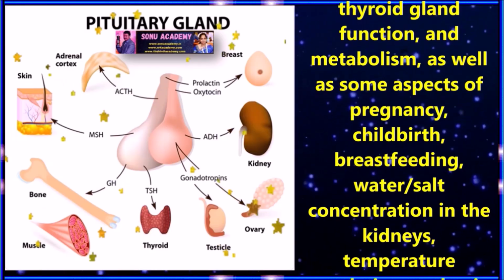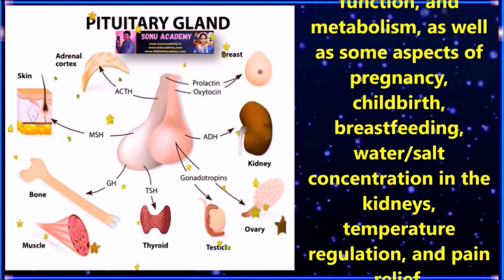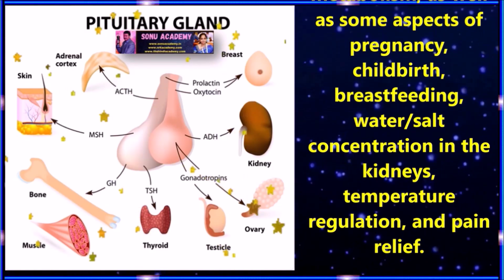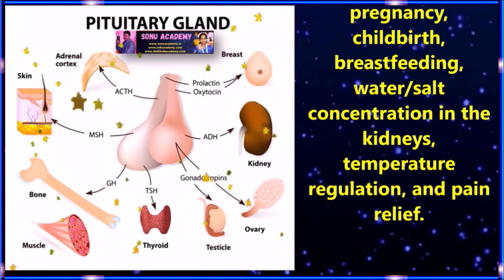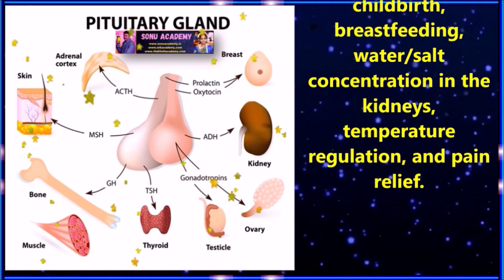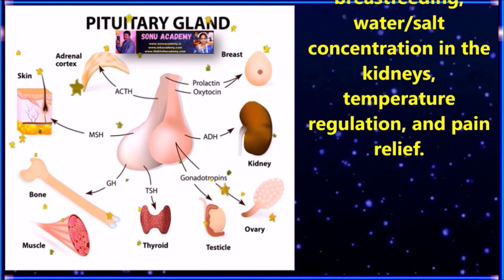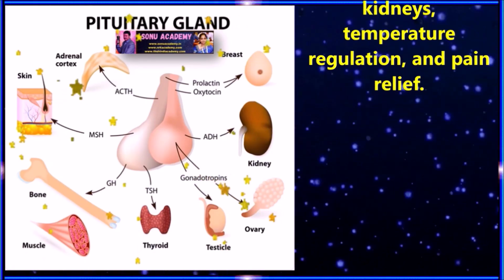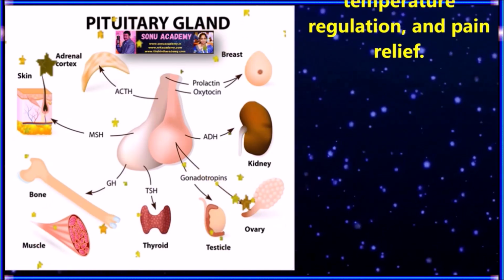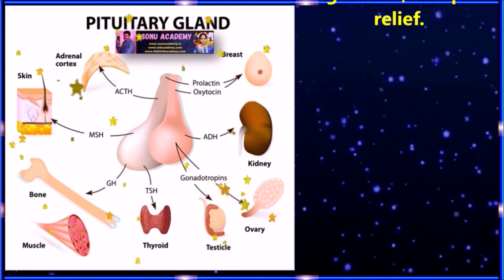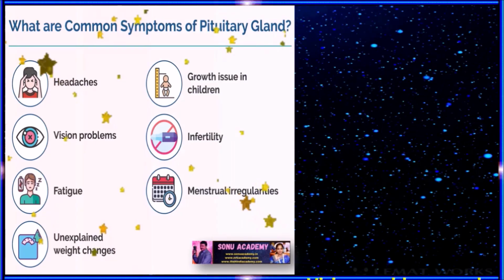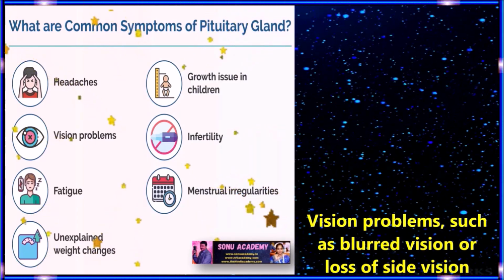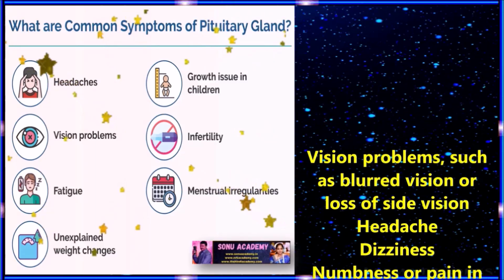The pituitary gland secretes hormones that regulate development, blood pressure, energy balance, all sex functions, all sex organ functions, thyroid gland function and metabolism, as well as some aspects of pregnancy, childbirth, breastfeeding, water and salt concentration in the kidneys, temperature regulation, and pain relief. Children, let us discuss the symptoms of pituitary gland problems.